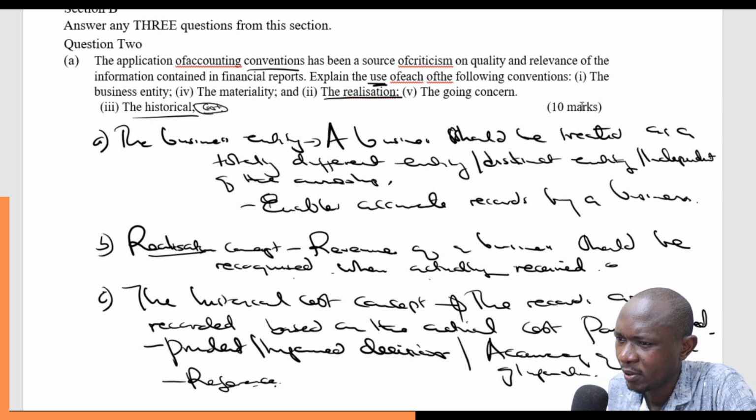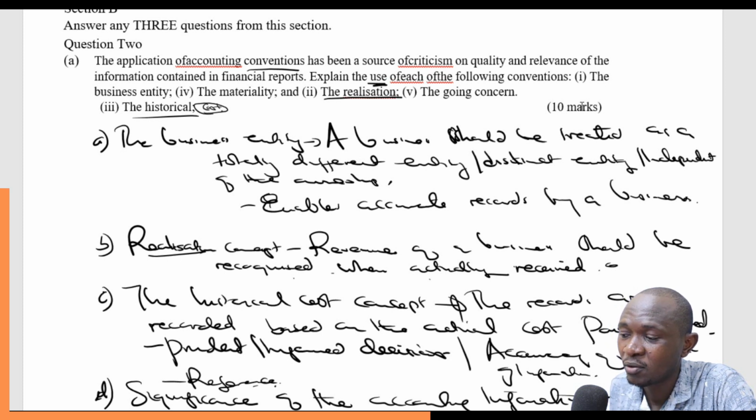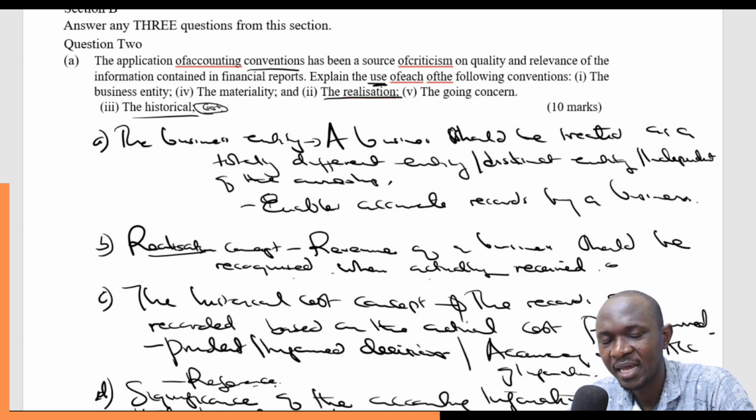Then we have number 4, materiality. Materiality is about significance. It's about the significance of the accounting information. How significant is the accounting information? And the best way to measure significance is by looking at the impact of that information on decision making. Does it influence the decision making ability? Can it change the decision that has been made?